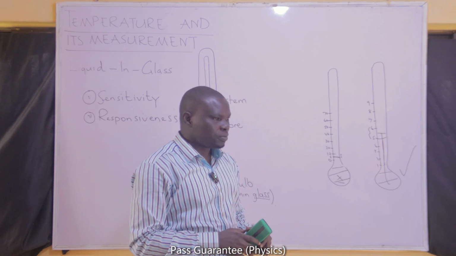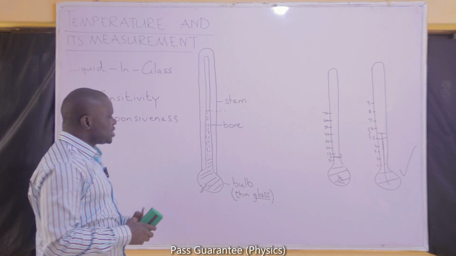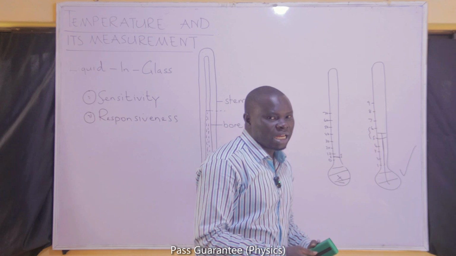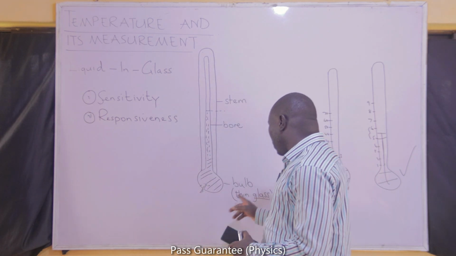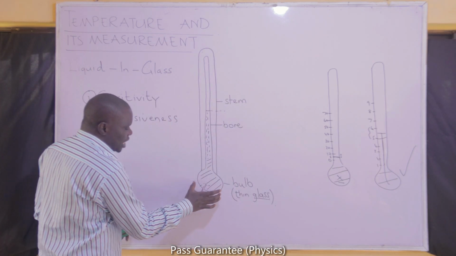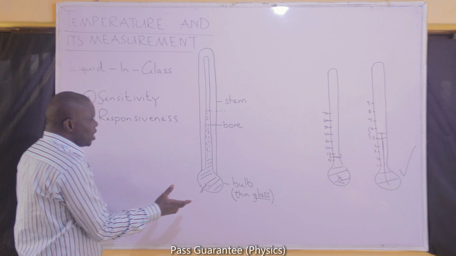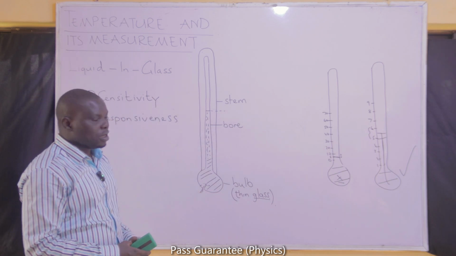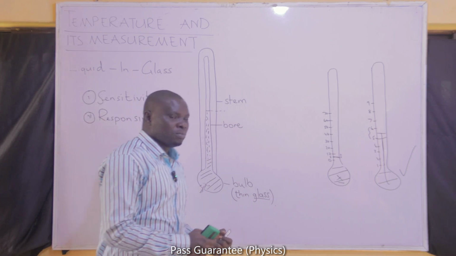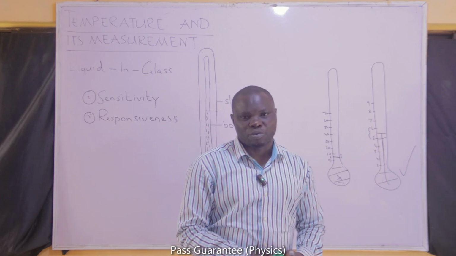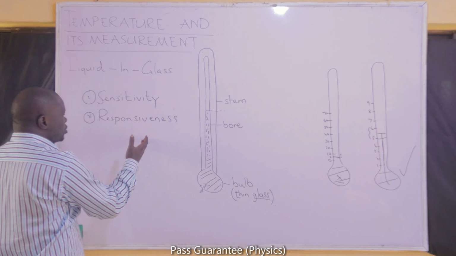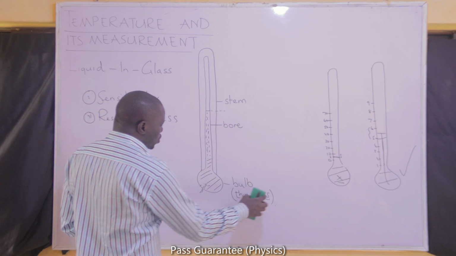So note that responsiveness of a thermometer is the ability of the thermometer to measure the temperature of a surrounding quickly. I explained how you can achieve responsiveness when I was talking about the bulb. The thinner the glass that you are using to make the bulb, the more responsive the thermometer will be. So if the glass of the bulb is as thin as possible, then it becomes very responsive. There are other things that we can do in our thermometer to ensure sensitivity and responsiveness. We are still going to get to those ones.